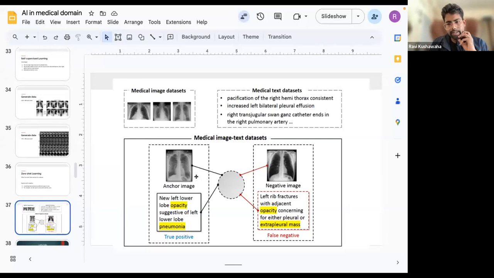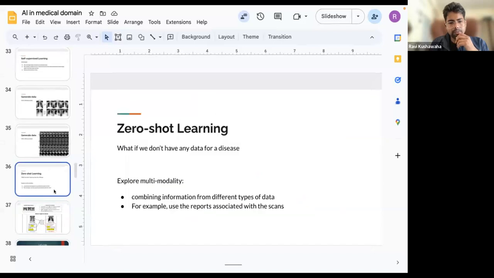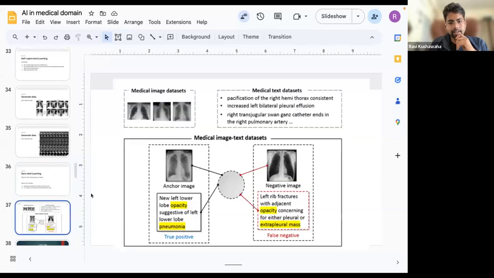So let's say we don't have any data for opacity, or any other abnormality. What we do is we try to map. These are both different images and different problems, but we try to combine a problem which is seen in one of the images. That's how we find data for some rare disease. In the feature embedding, they should have some kind of similar representation. So this is how zero-shot learning is done.